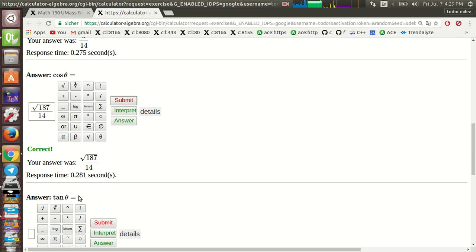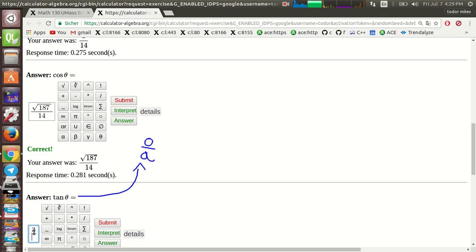Next, we need to work out tangent of theta. Tangent of theta, just to remind you, that was what over what? Thank you. Opposite over adjacent. So that should be 3 divided by a radical of 187.